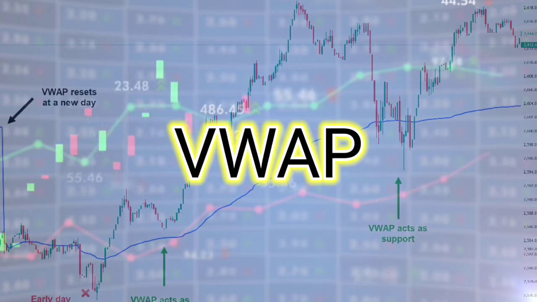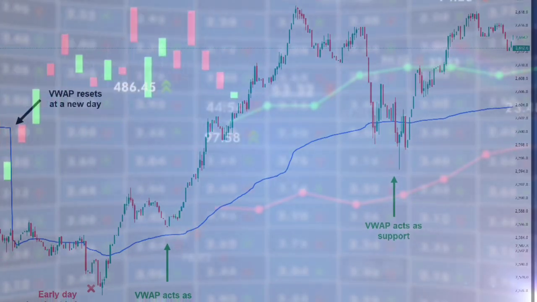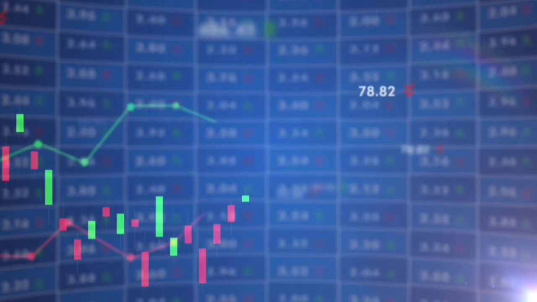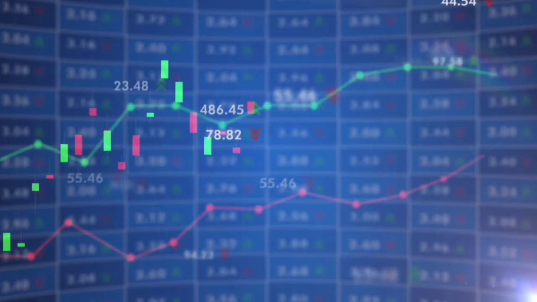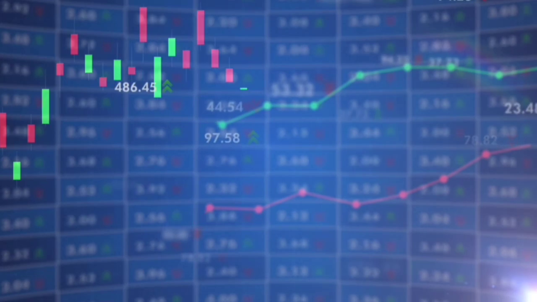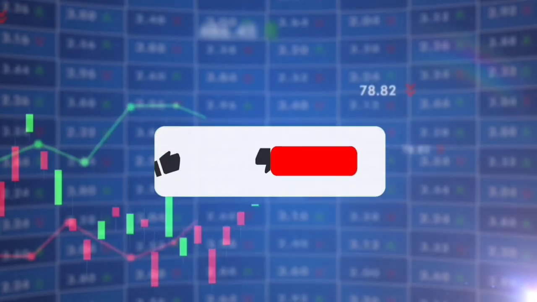the volume-weighted average price, or VWAP. In this video, you're not just going to learn what the VWAP is. You're going to learn a complete actionable strategy to trade with it. We'll cover the theory, the setup, specific entry and exit rules, and most importantly, how to manage your risk.